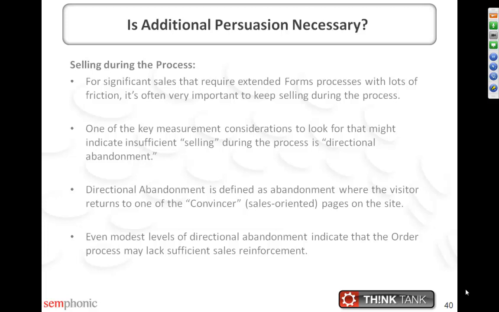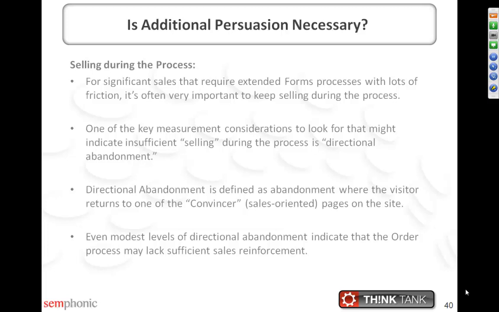A lot of times in form processes, companies have the option of building and baking more sales content into the process, but there's always risk to doing that. When you've got people who are ready to convert, you don't want to slow the process down or distract them; you want to get them through the information as quickly as possible. So part of the trade-off between deciding whether you want to build more content into the forms process is understanding how many people you have that need additional persuasion.